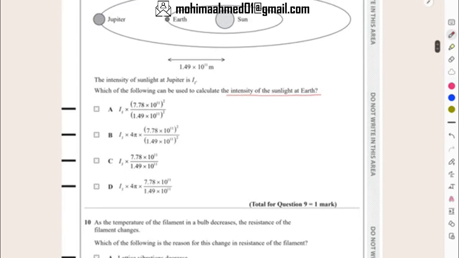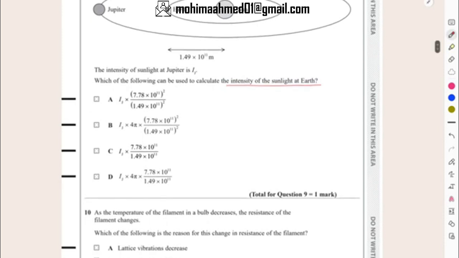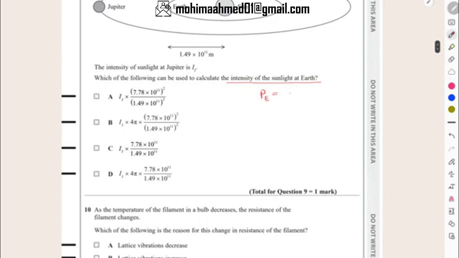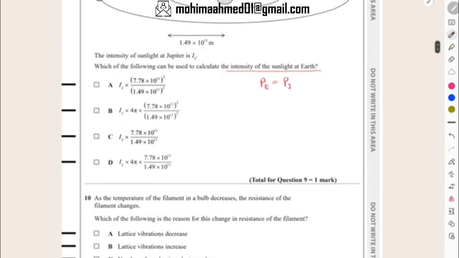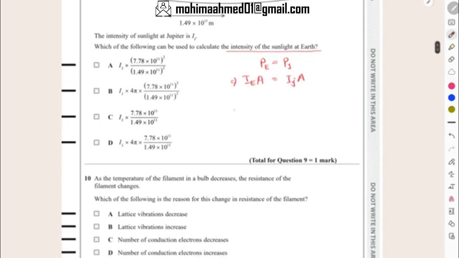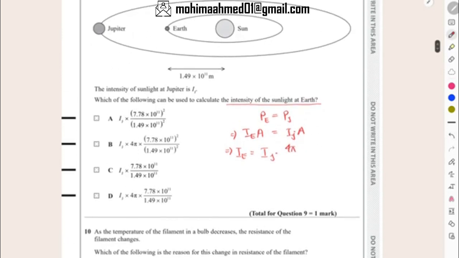Now over here the concept is that, as the main sole provider of light is the Sun, the Sun's power will be the same for both Earth and Jupiter, right? So we can write that P Earth is equal to Pj, the power of Jupiter, and power can be further broken down to intensity of Earth multiplied by area equals intensity of Jupiter multiplied by area, where you can finally write the intensity of Earth as equal to intensity of J multiplied by 4 pi times the radius of Jupiter, right?